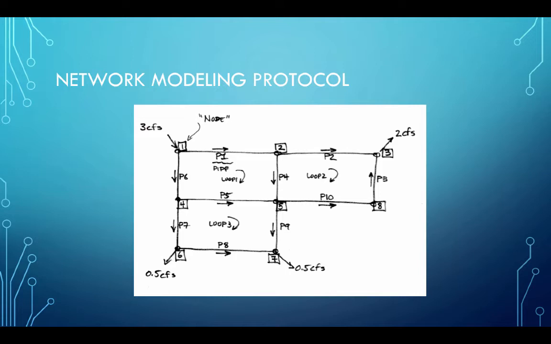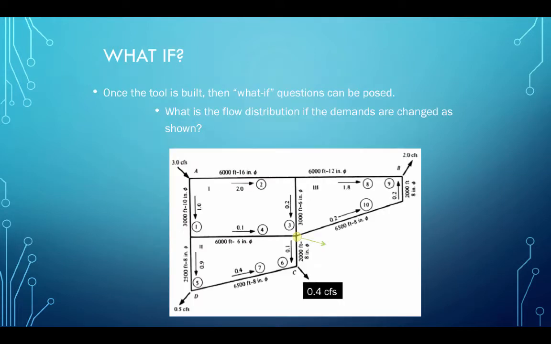If we were unaware of the connection from the supply reservoir into the network, we could conceivably replace node 1 as a fixed grade node, as we did in one of the earlier examples if we're doing our spreadsheet solution. Alternatively, we can just connect it to a reservoir of arbitrary head and then determine the correct head later, or an appropriate head later. Once the tool is built, then we can ask the what if questions.